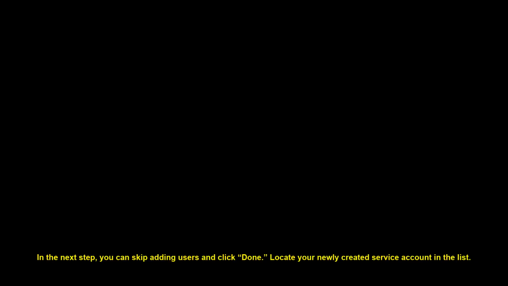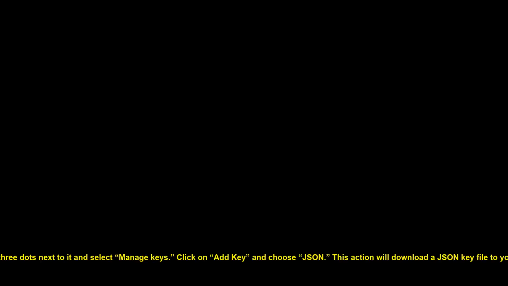Locate your newly created service account in the list. Click on the three dots next to it and select Manage Keys. Click on Add Key and choose JSON. This action will download a JSON file. Securely store this file as it contains your authentication credentials.